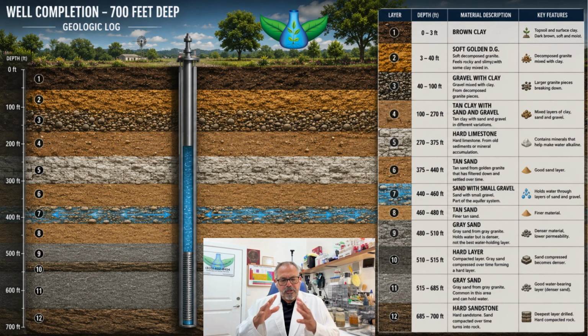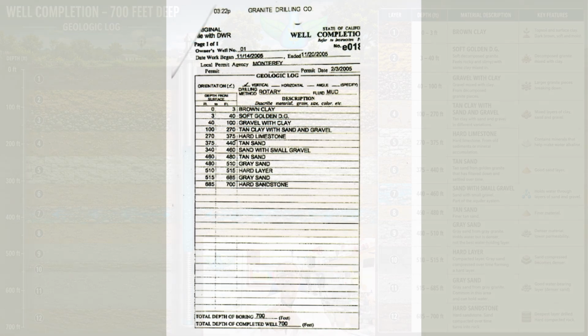When sand becomes compacted over time, it eventually turns into rock. That's what sandstone is. So that's what we have underneath this clay soil.